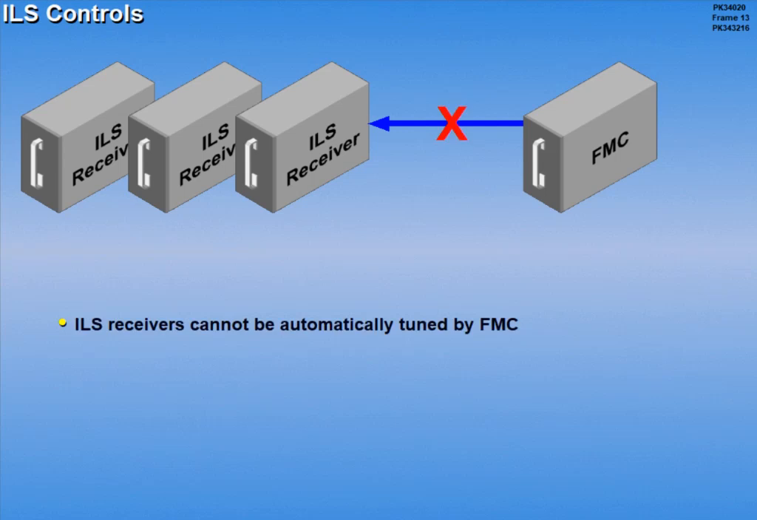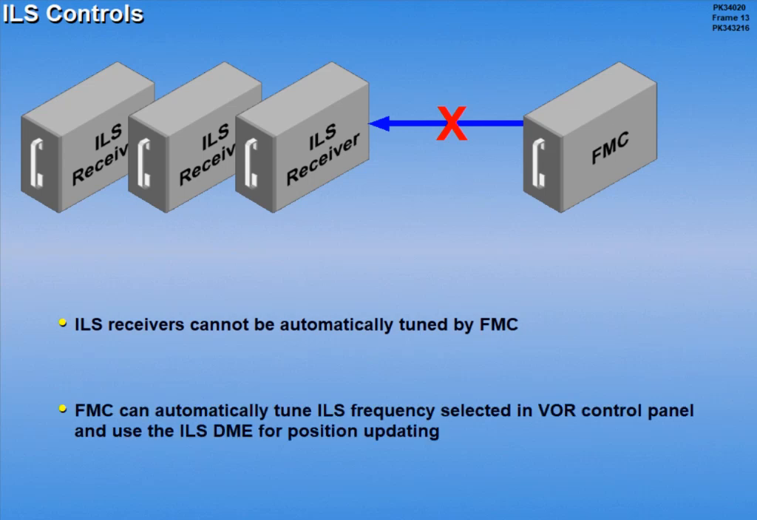Unlike the VORs, the 3 ILS receivers cannot be automatically tuned by the FMC. However, the FMC can automatically tune an ILS frequency selected in the VOR control panel and use the ILS DME for position updating.